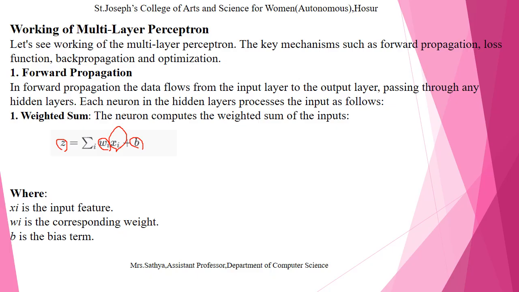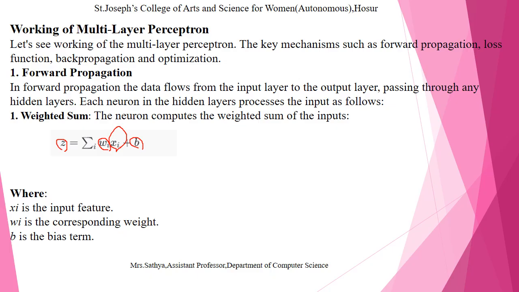Each neuron receives multiple inputs, and every input has a weight attached to it. The neuron multiplies each input with its weight, and then the products are added together. Finally, it adds a bias term. So basically, z equals the summation of wi xi plus b.